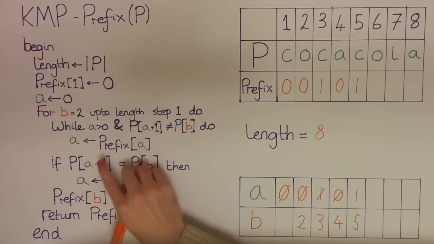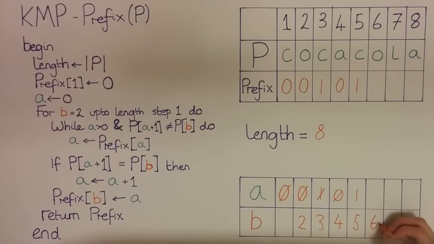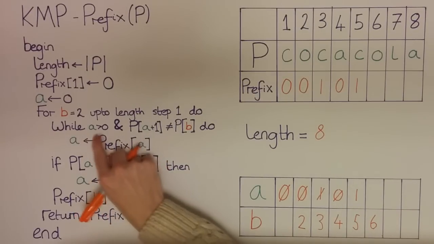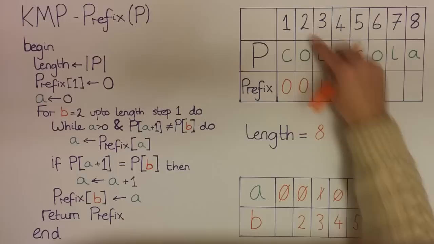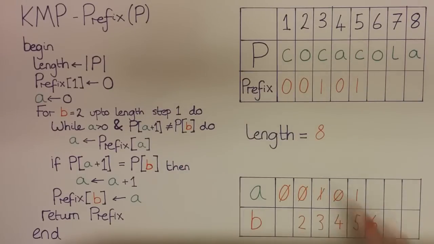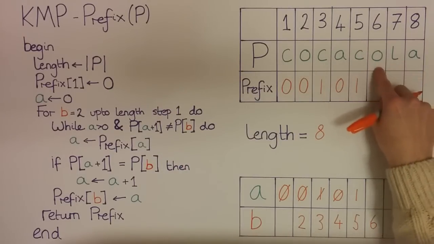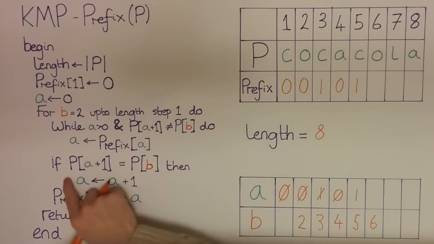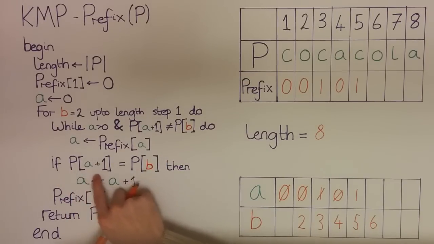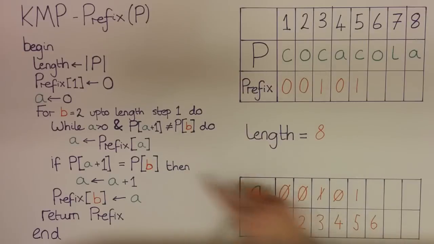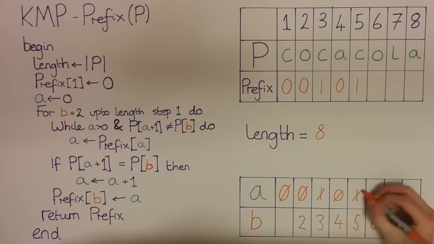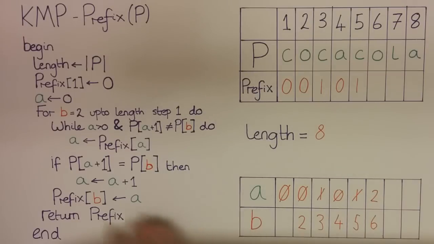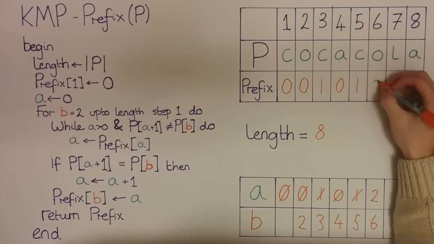b is updated to 6. While a is greater than 0, which it is, and p of a plus 1, so p of 2, which is O, does not equal p of 6, which is also O. Now these are equal, so we skip to if p of a plus 1, so p of 2, is equal to p of 6, which it is, then a is set to a plus 1, which makes it 2, and the prefix of 6 now is set to a, which is 2.